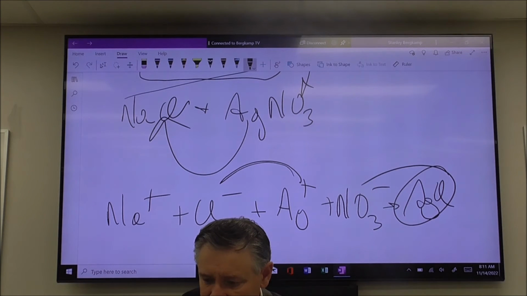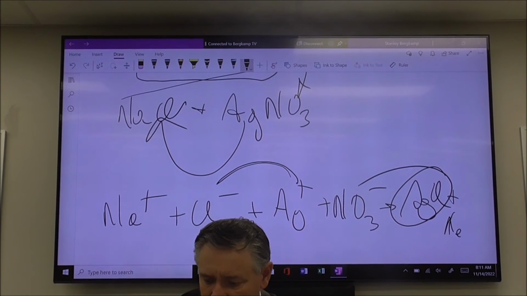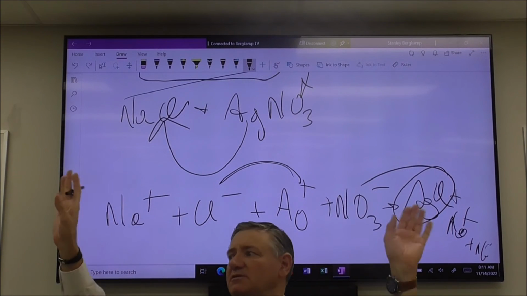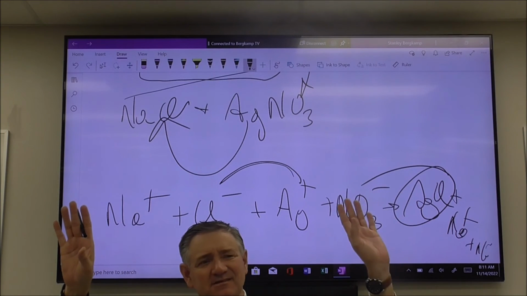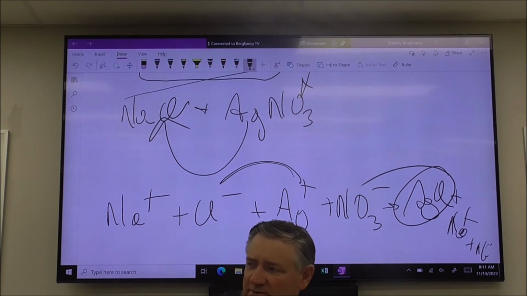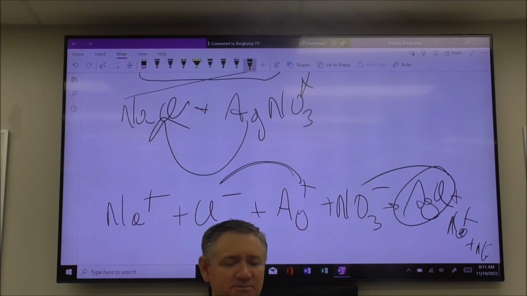The nitrate and the sodium, those are still existing as ions. They're still there, and they're attracted to each other, but they're just kind of floating around going, we're just friends. But the silver and the chlorine, they're going, whoo, hello, sweetheart.